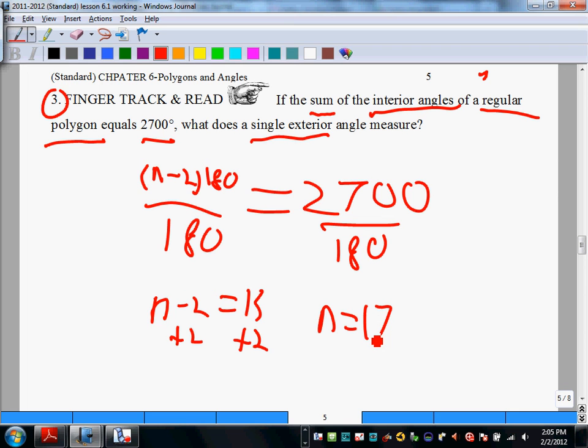Because what's the actual question? What does a single exterior angle measure? How do you find a single exterior angle if it's regular? Divided by 360. Yeah, so you're going to do 360 divided by 17. Bingo.